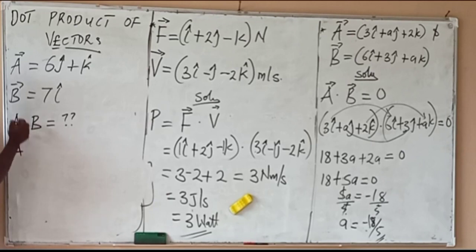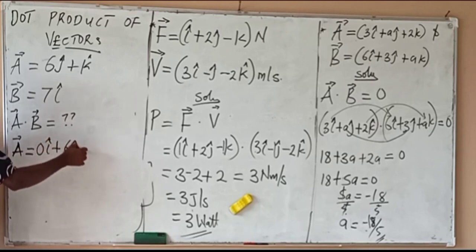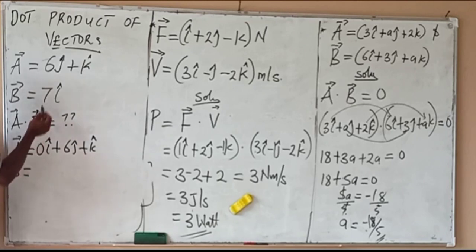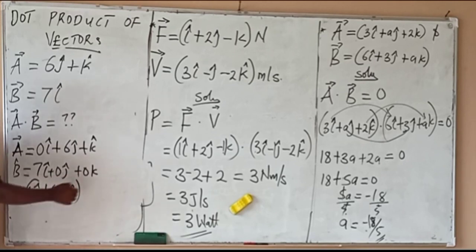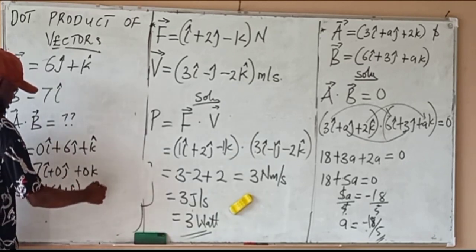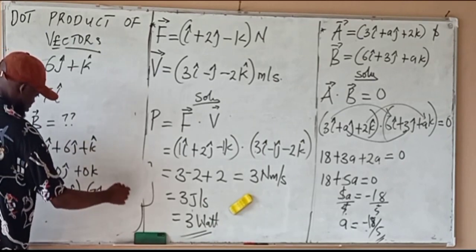I write vector A as, since there's no i here, 0i plus 6j plus k. Then vector B will be 7i, but there's no j and k, so we put 0j plus 0k. So our A dot B will be 0i plus 6j plus k dot 7i plus 0j plus 0k.